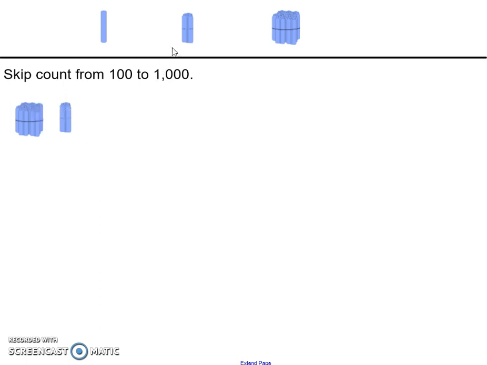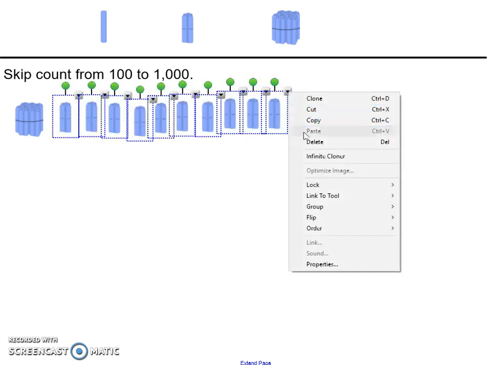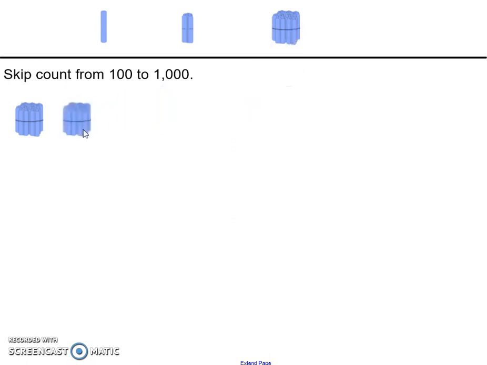So after 110 would come 120, 130, 140, 150, 160, 170, 180, 190, 200. So again, I can group my 10 tens now and make a 100. Here is my 200 now.